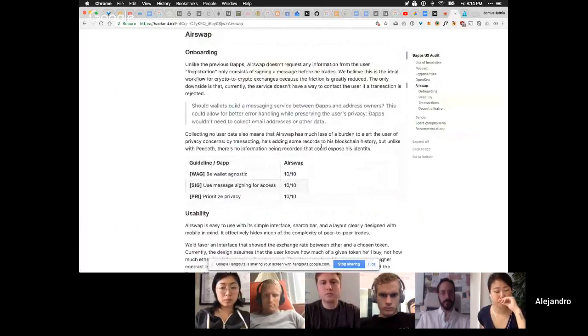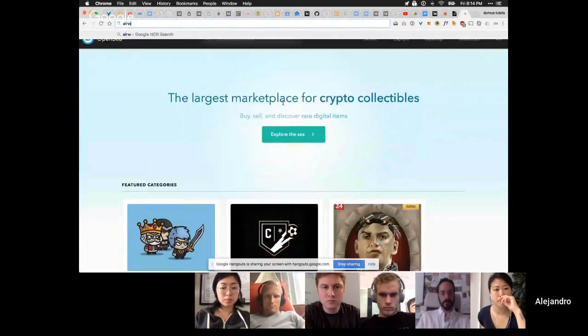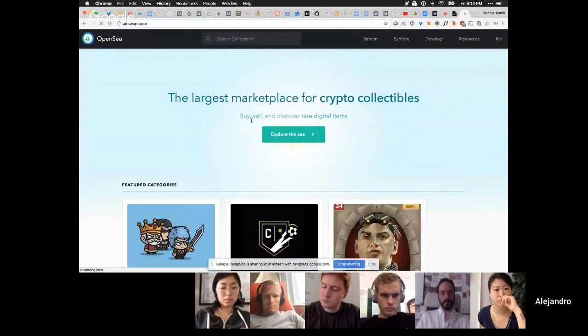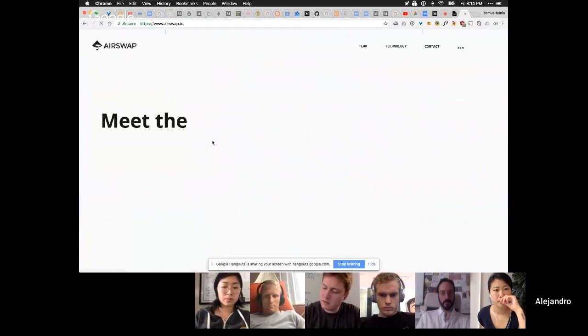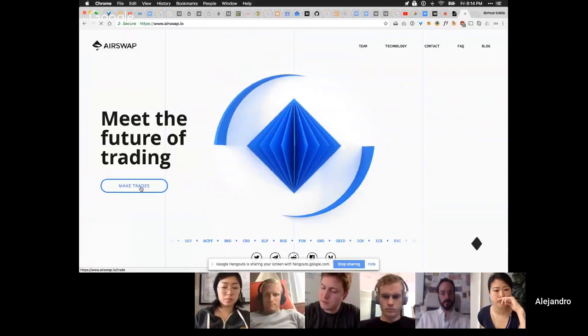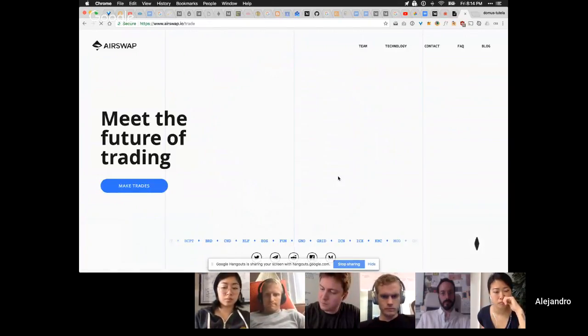The 4th one was AirSwap, and AirSwap is a decentralized exchange for fungible tokens. So any ERC20 that functions on top of Ethereum, you can trade here. Well, I don't know if they have liquidity for all of them. They certainly have a bunch, and they're pretty well known in the space.